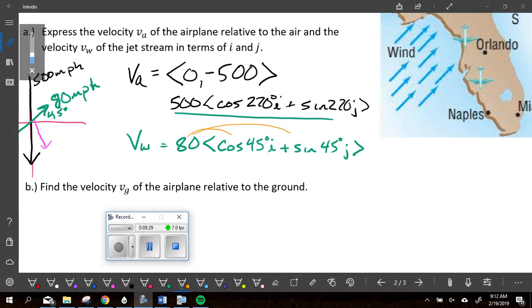If I wanted to be truly mathematically sound, if I wanted to be a hardcore calculus teacher here, I would say don't round this at all and don't use your calculator. Because what is cosine of 45?